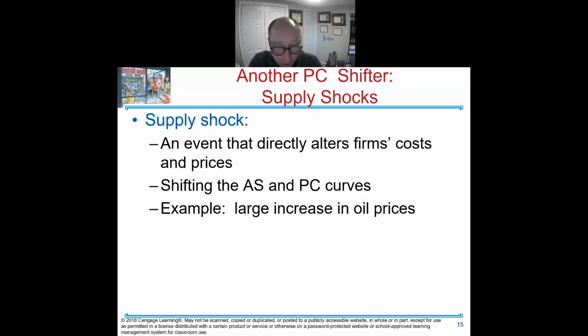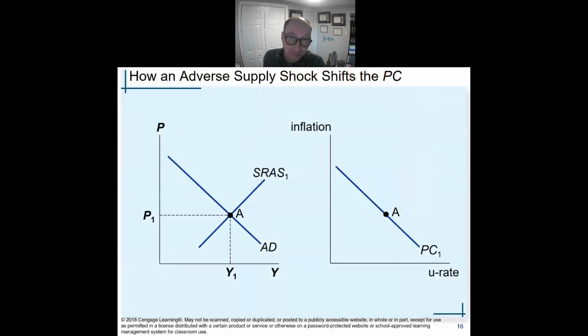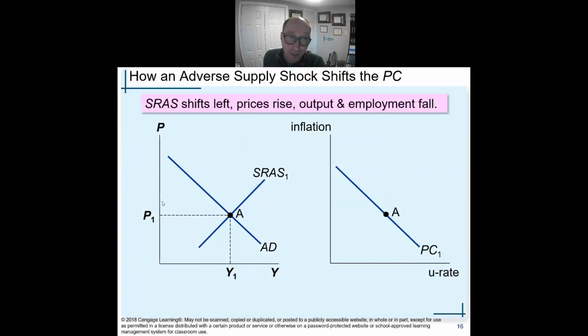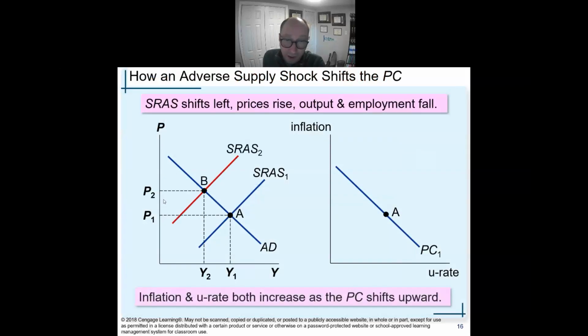The example I'm going to show you is a little bit older. It's from an increase in oil prices. And graphically, we can see these shifts. Inflation and unemployment rates both increased as the Phillips curve shifted upward.